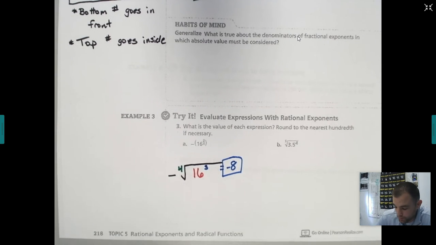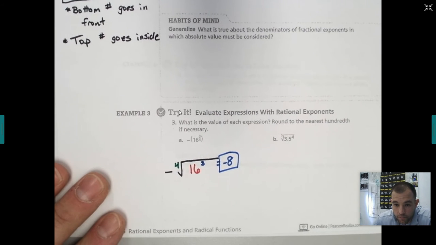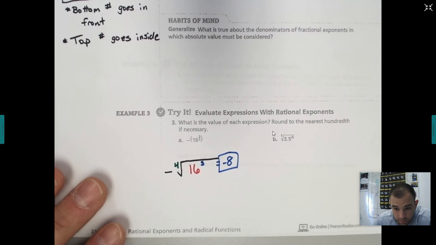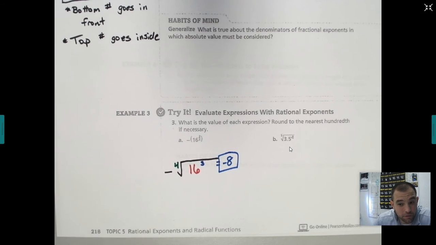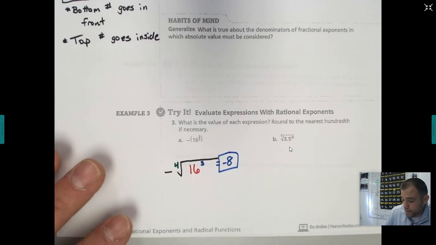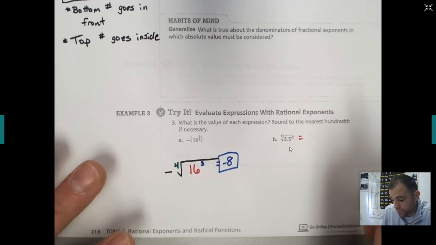Hopefully this makes sense. Remember, you can always pause it or stop it, rewind it if I go a little too fast for you. If you look at B, it's ready to go. So we just go to Desmos and type that in. It's already in radical form. I could rewrite it in fractional form. Actually, let's do that real quick just to make sure we know how to do it.